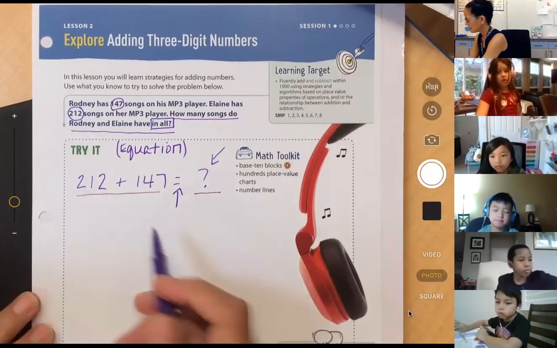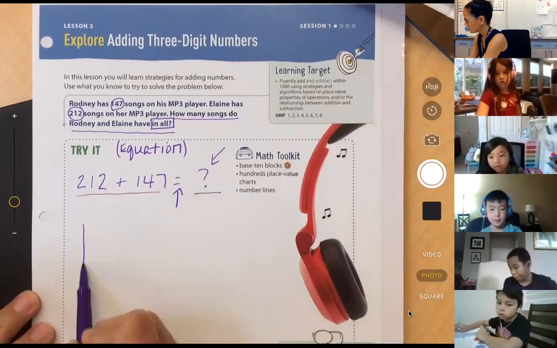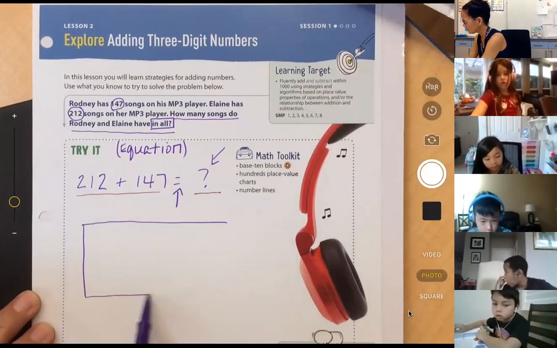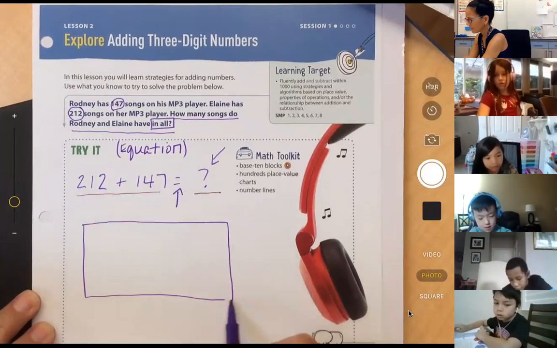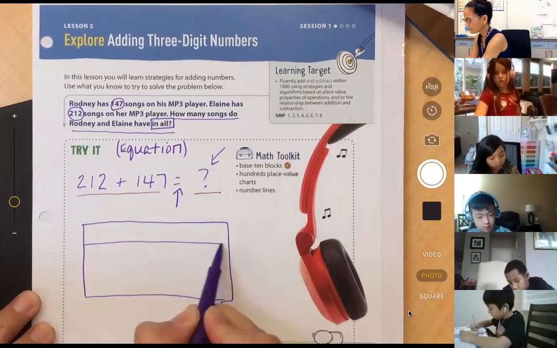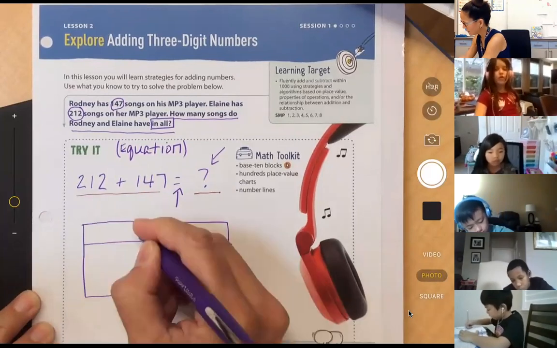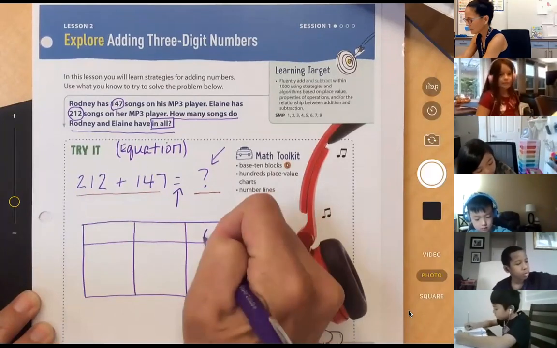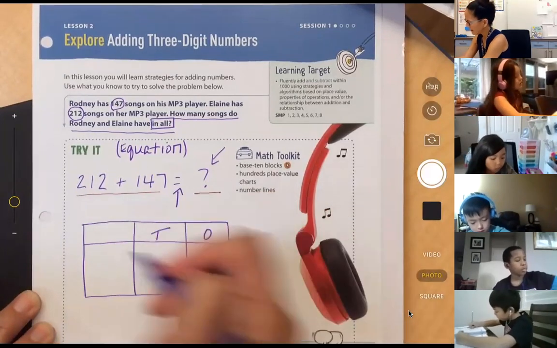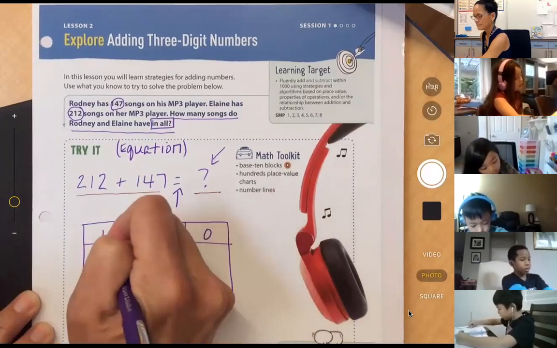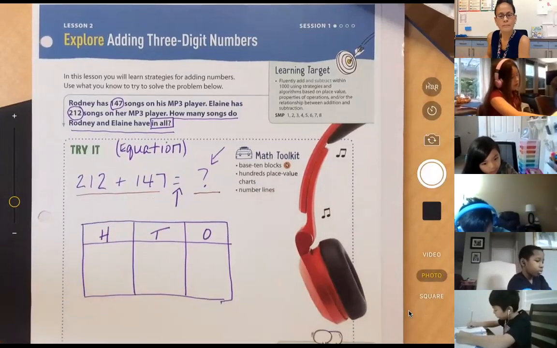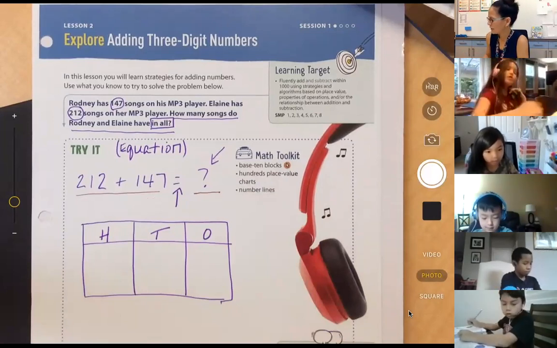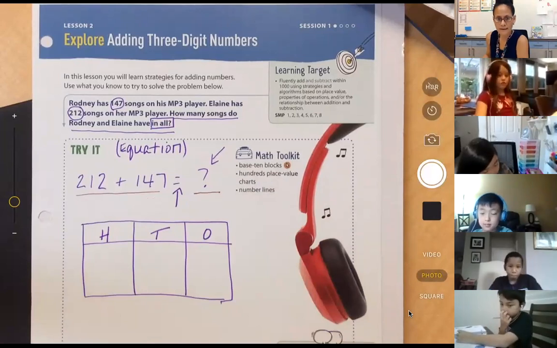So I can model these out. I can make a big box. And in my box, I can look at 3 different place values. I can look at ones, I can look at tens, and I can look at hundreds. And I'm going to take 212 first. That's the number I need to break out.